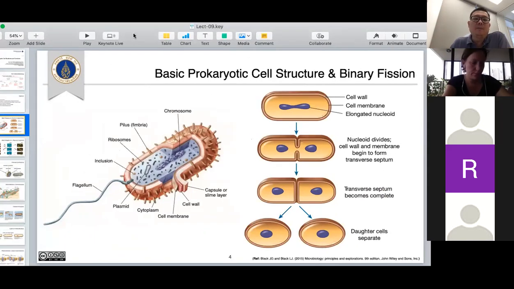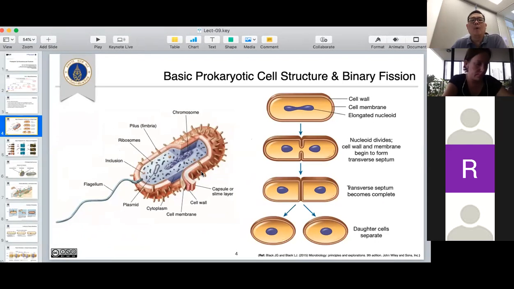So let's start from the basic prokaryotic cell. Prokaryotic cell structure, this is so basic. You know it. It's a cell that has no nuclear membrane, okay? Since they have no nuclear membrane, the genetic material in the cell blends in the cytoplasm, but it's not mixed together. They have an area where the DNA or chromosomes stay, which we call the nucleoid. We talk about that in the last part.